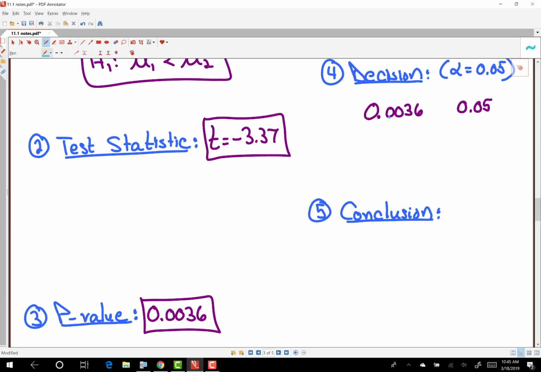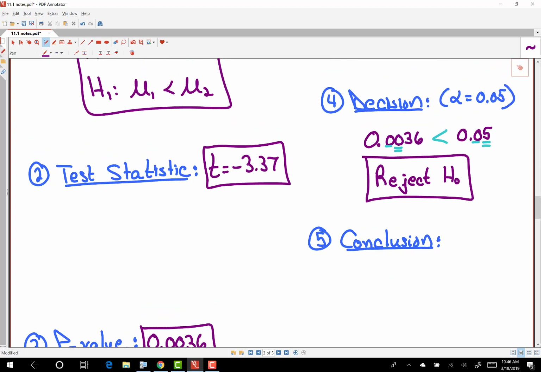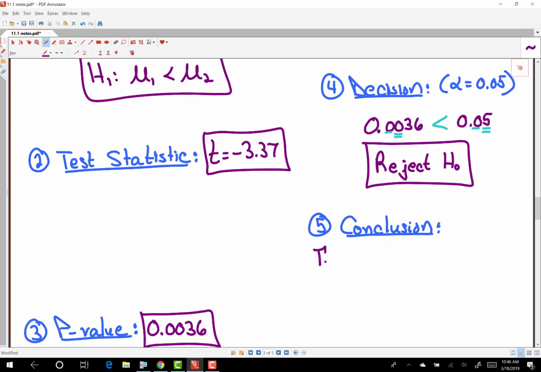The tenths place has the same digit on both numbers, but the hundredths place has a 0 and a 5. 0 is less than 5. So my p-value is less than alpha, so that means we reject H0. We have significant results. And so our conclusion is just H1, that the mean of the first group is less than the mean of the second group. In other words, the mean recovery time is less with the new treatment.